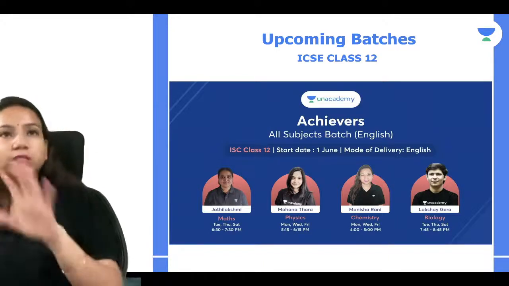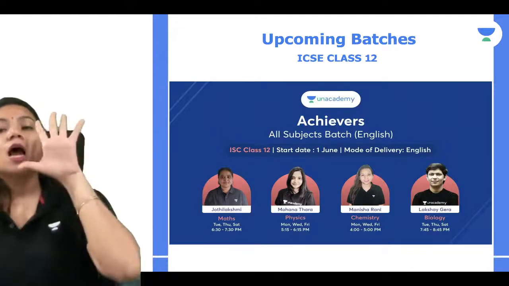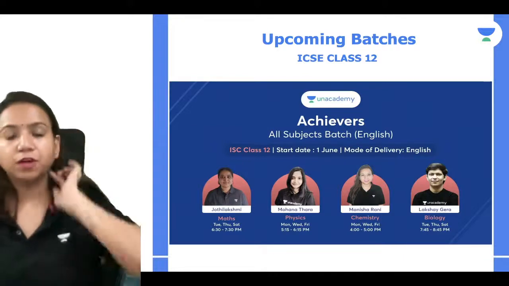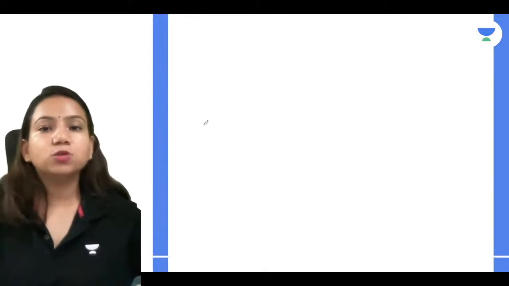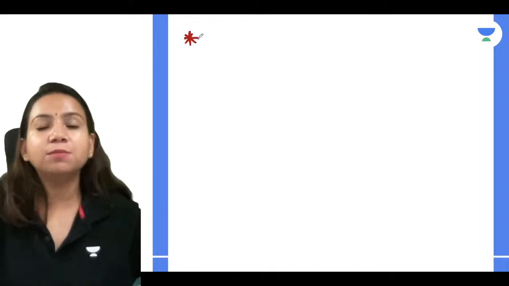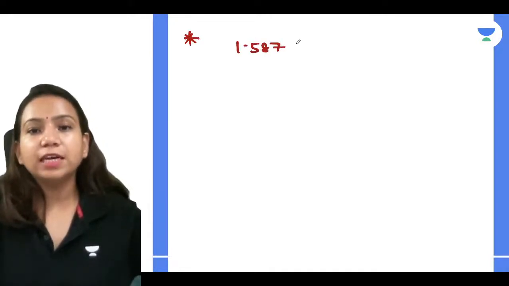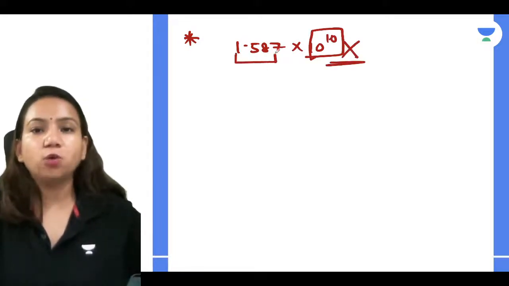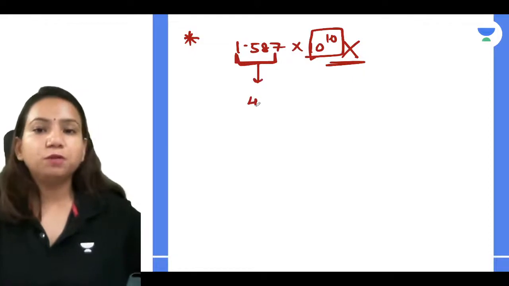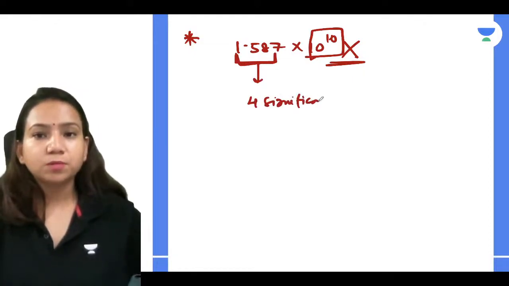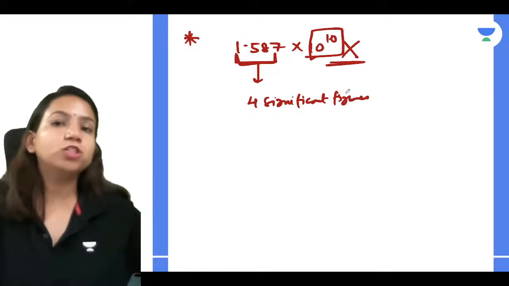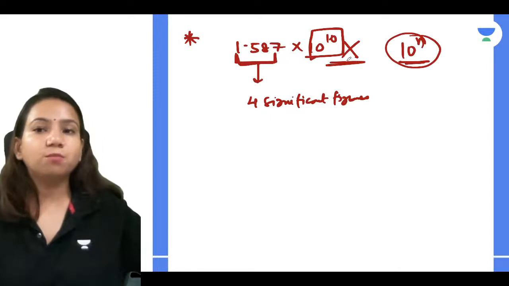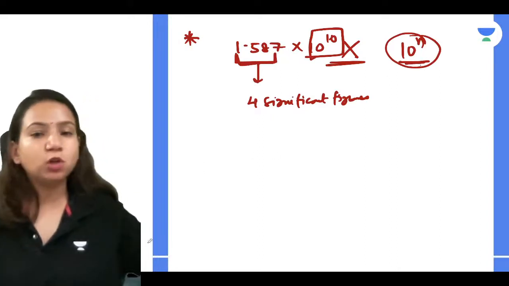Then we discussed significant figures. There are 5 rules you have to stick to completely, and you will always get the correct answer for significant figures. One more thing I'll quickly tell so that you can try the question. Suppose you get a value like 1.587 into 10 to the power 10. This 10 to the power part you don't consider for significant figures. You will only consider 1.587, so there will be 4 significant figures in it. So if you have 10 to the power n written with the number, you don't consider it for the significant figures. This also you have to know.